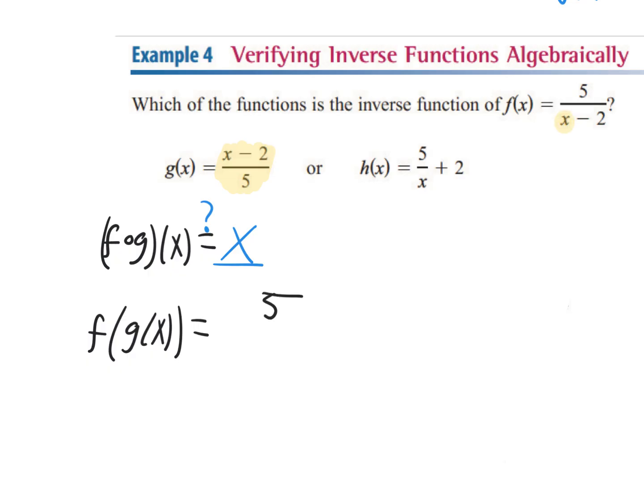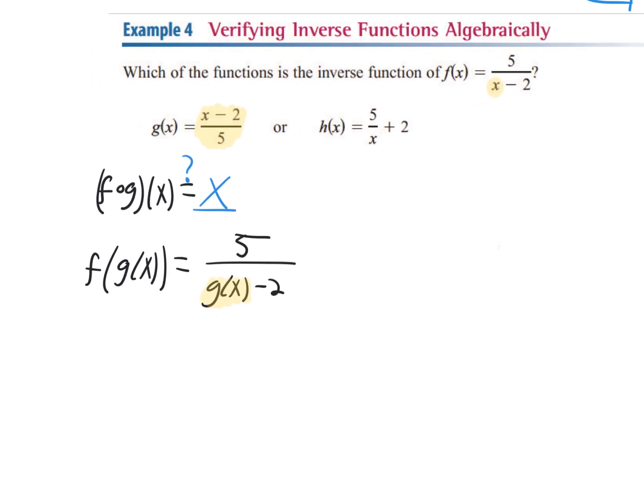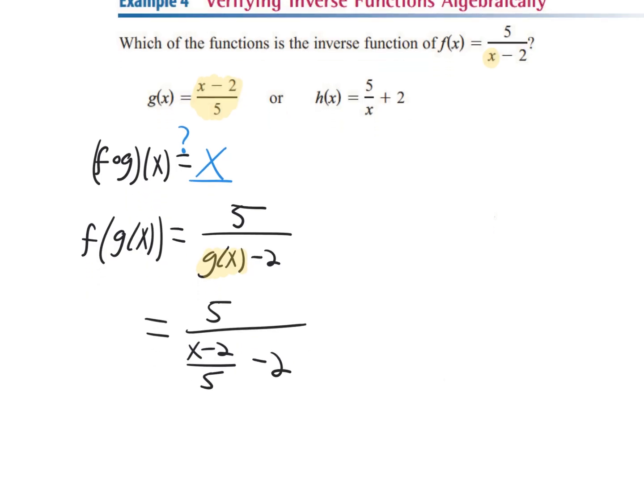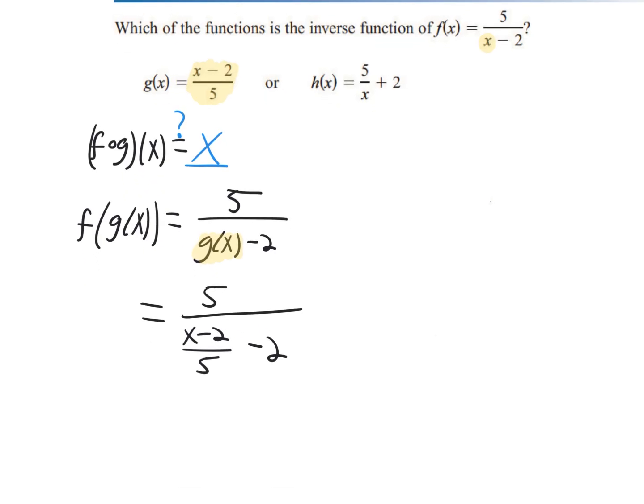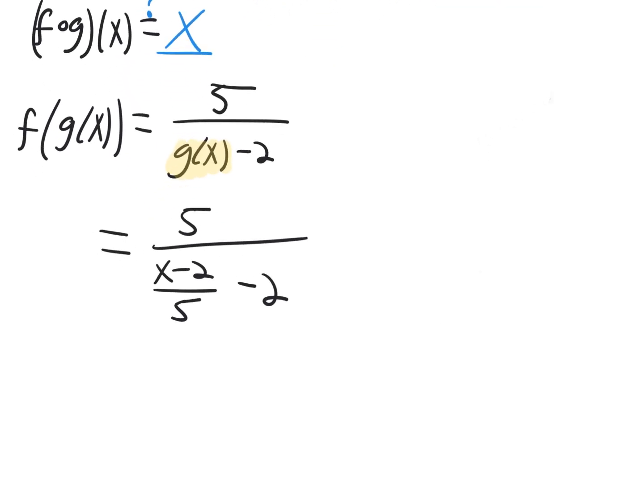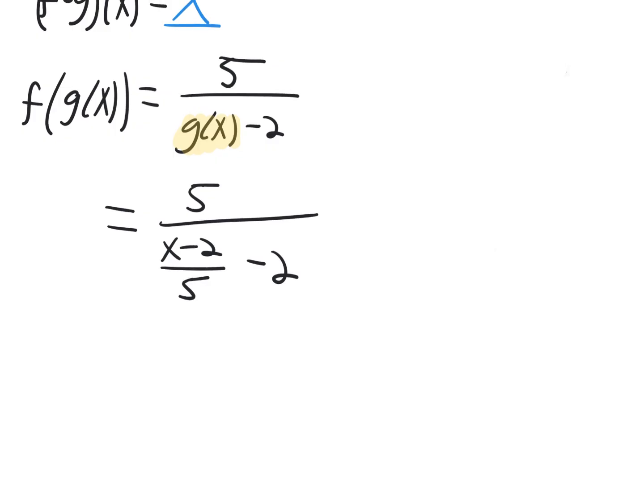So this is going to be 5 over g of x minus 2. And so let's replace that g of x with x minus 2 over 5. So this is going to be 5 over x minus 2 over 5 minus 2. All right, there's a couple things that we need to do before this simplifies fully. We have a complex fraction, so let's take care of the top and then take care of the bottom. The top is just 5.